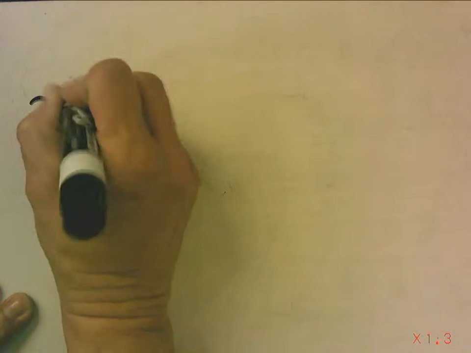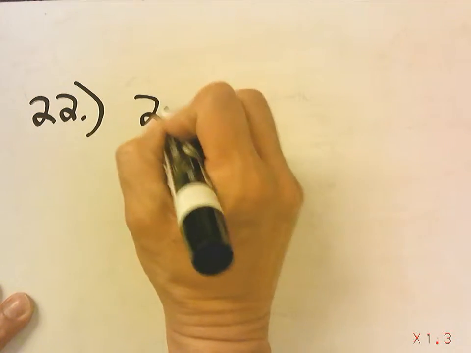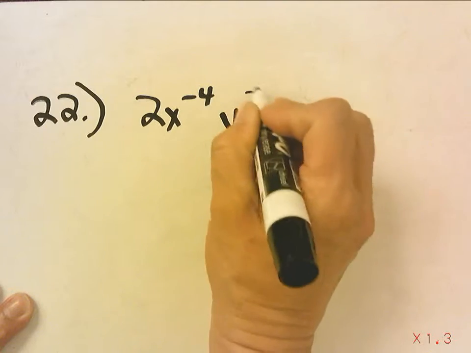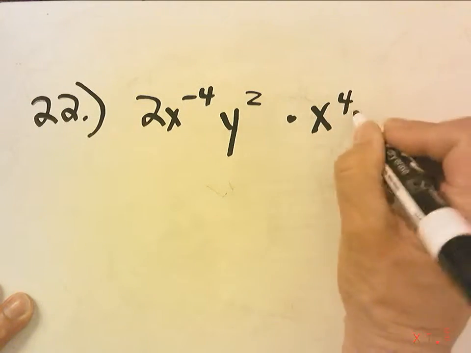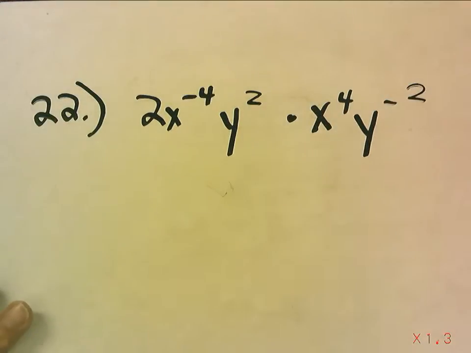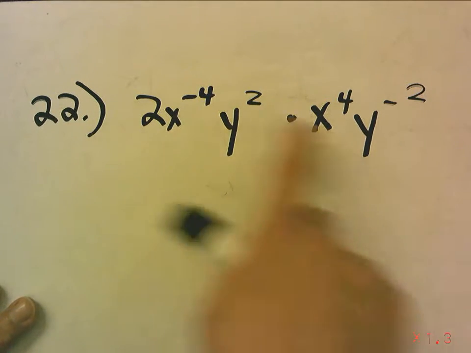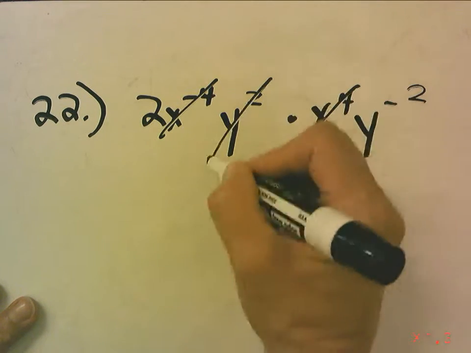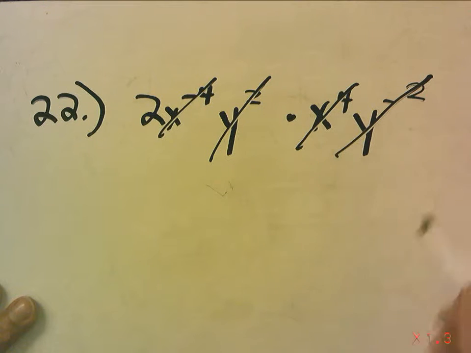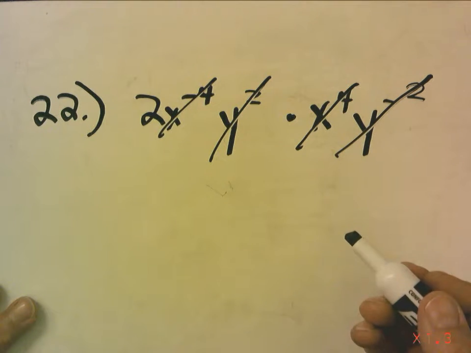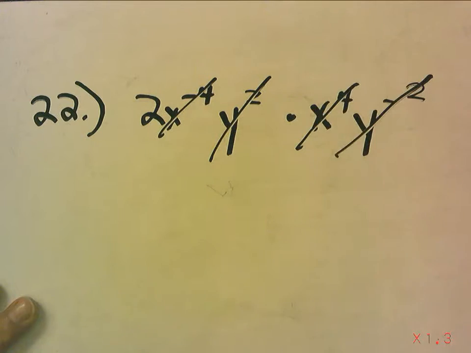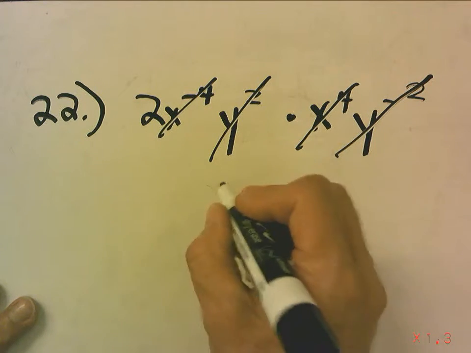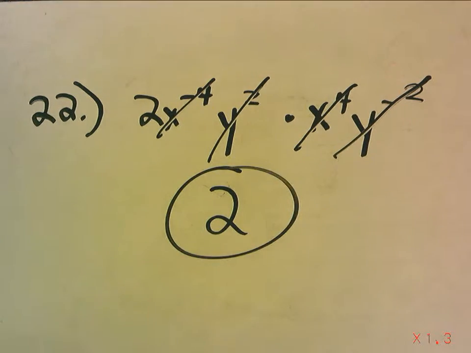And 22 says simplify, and that your answer should only contain positive exponents. So now we have to remember the rule. What do you do when you multiply with exponents? Well, the rule says if you have the same base, you can add the exponents. Negative 4 plus 4 is 0. Y squared plus y to the negative second becomes 0. Not 0, I'm sorry. It's y to the 0, which is 1. So this final answer would just be 2. Okay.